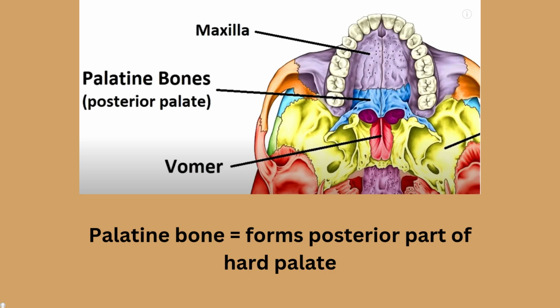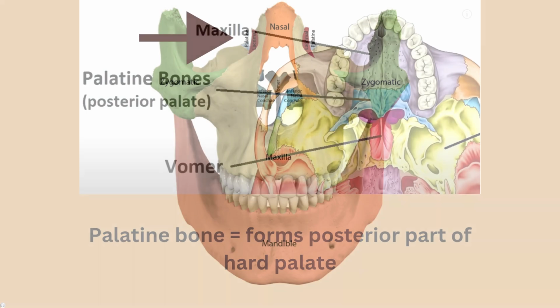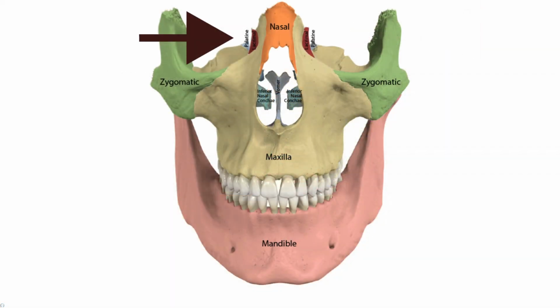Next is the palatine bone, which forms the posterior part of the hard palate. As the name suggests, palatine equals posterior palate, PP. So here is the exact location for the palatine bone, and this is the reason why the hard palate is called hard: because it is composed of palatine bone, and bone is a hard structure.